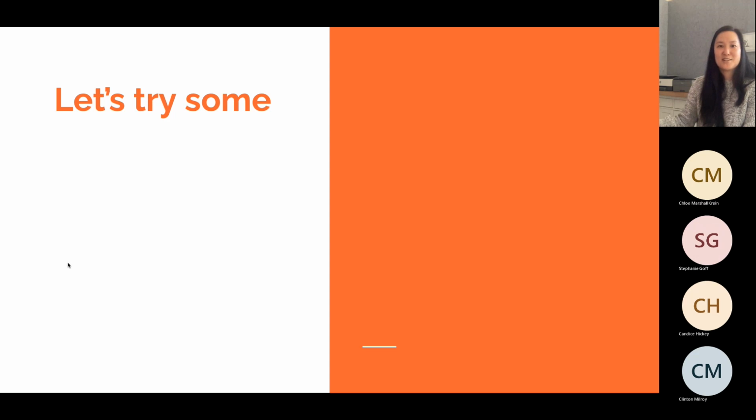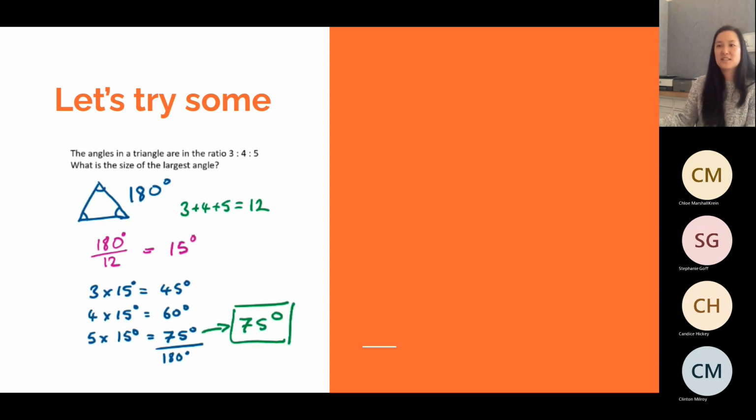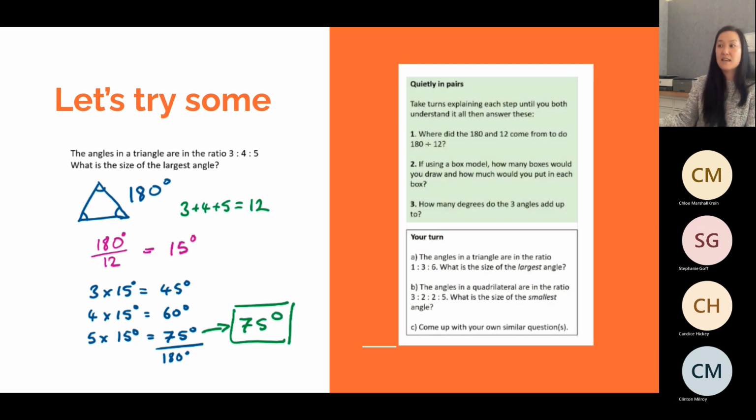All right, so now we're going to try some. Here's an example of where we're talking about ratios for angles, and this is probably something you would do in your class. And then this is what's really a great way of taking your examples to the next level.